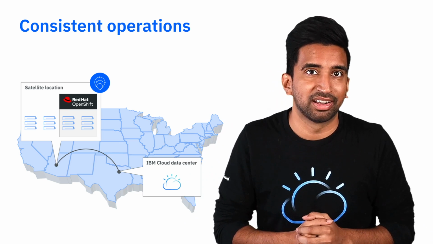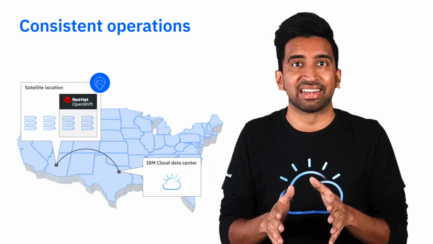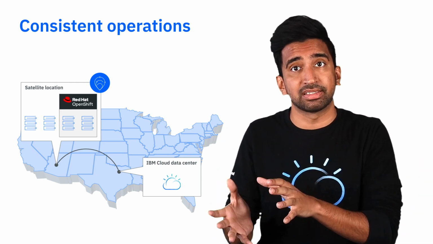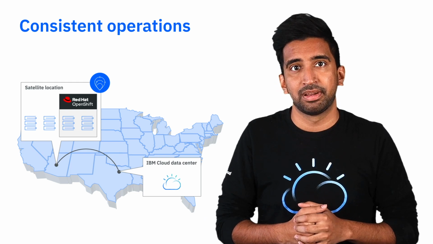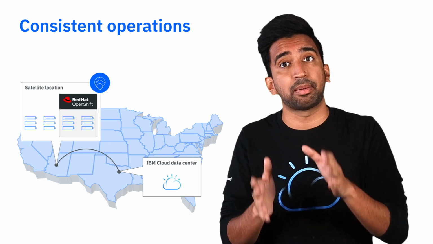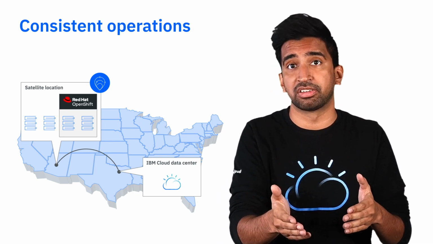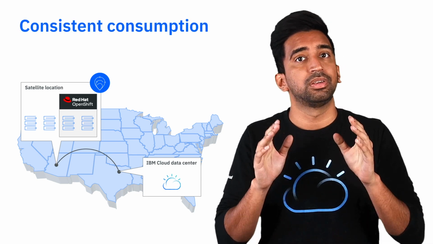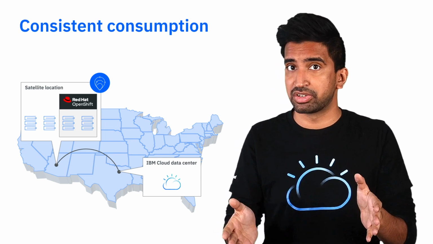But here's the cool part. Your apps are self-contained, so they can run without needing to communicate back to the public cloud data center in Dallas. For your ops teams, on the other hand, they can benefit from consistent operations for these core application services within IBM Public Cloud. You can also set up new satellite locations.